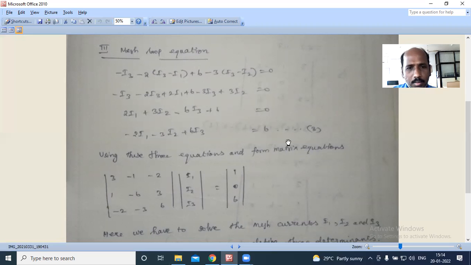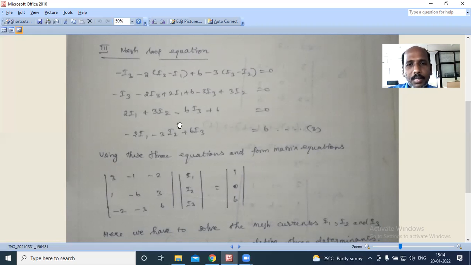Now there are three unknowns, I1, I2, I3. Three equations also: mesh 1, mesh 2, mesh 3. There are three meshes, so we are forming three equations. Three unknowns are there. We can solve these equations by using some algebraic method.